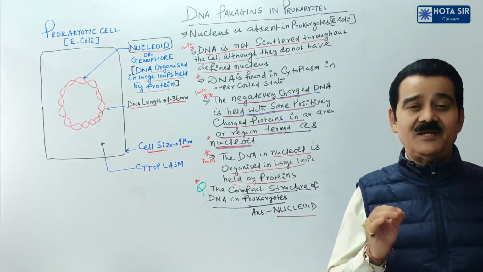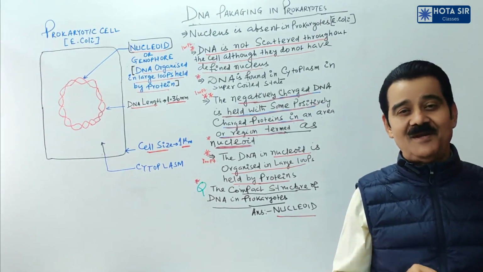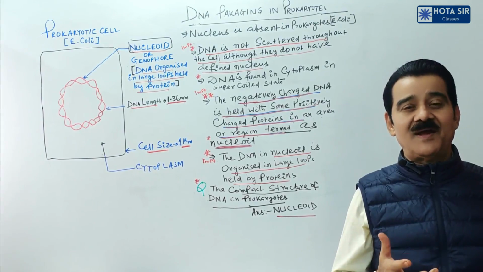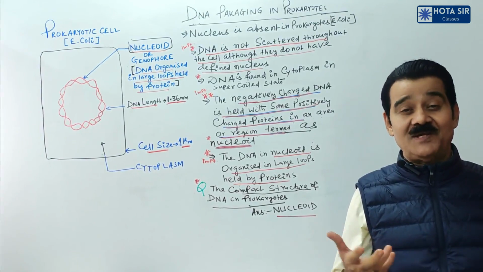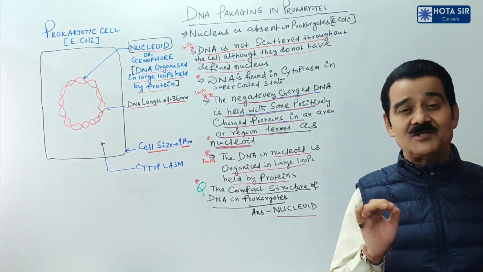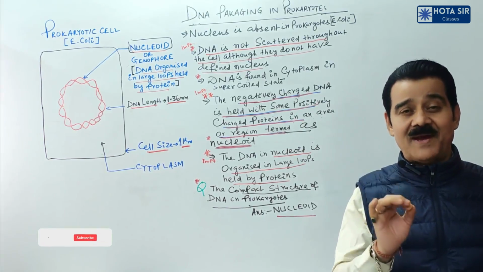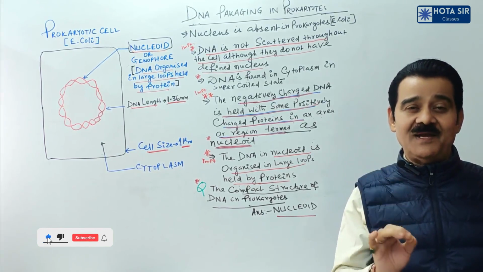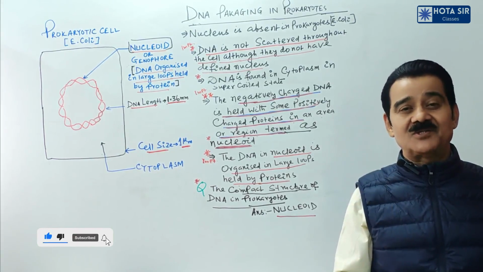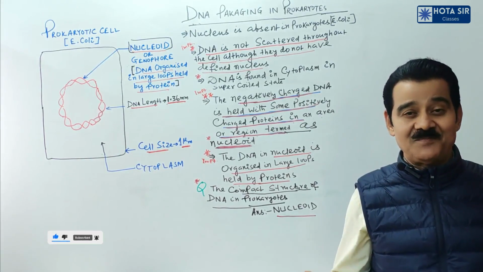The DNA in the nucleoid is organized in large loops held by proteins. These proteins in prokaryotes are non-histone basic proteins such as polyamines. The compact structure of DNA in prokaryotes is called nucleoid.